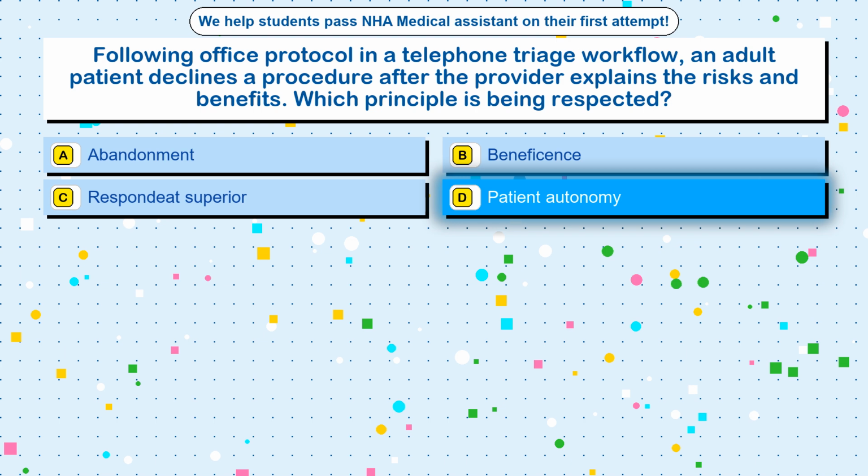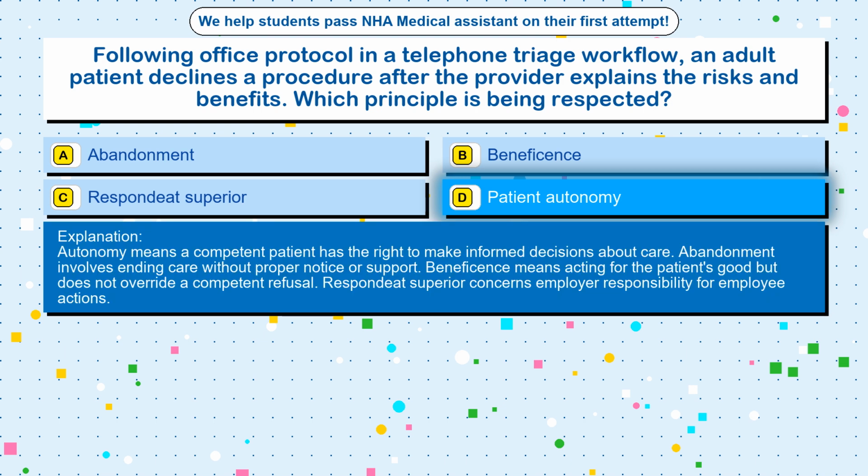Patient autonomy. Autonomy means a competent patient has the right to make informed decisions about care. Abandonment involves ending care without proper notice or support. Beneficence means acting for the patient's good but does not override a competent refusal. Respondeat superior concerns employer responsibility for employee actions.